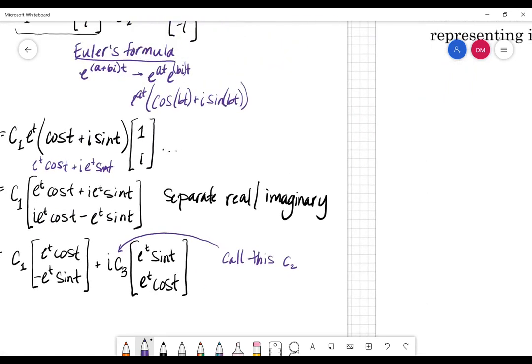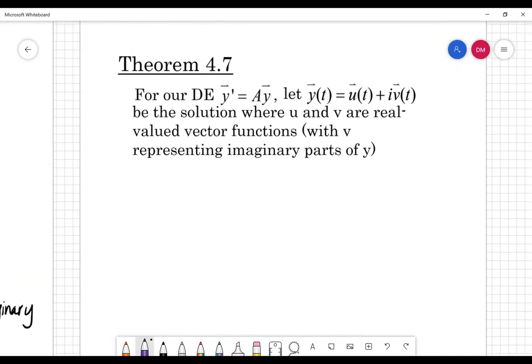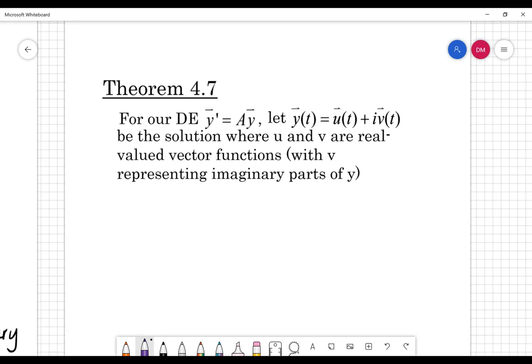So this brings us to a theorem that we get for this section. For our differential equation, and this is obviously specific to complex eigenpairs, let y of t equal u of t plus i times v of t. This is going to be our solution, where u and v are real vector valued functions, real because we've pulled out the imaginary components. v represents all those imaginary parts of y.